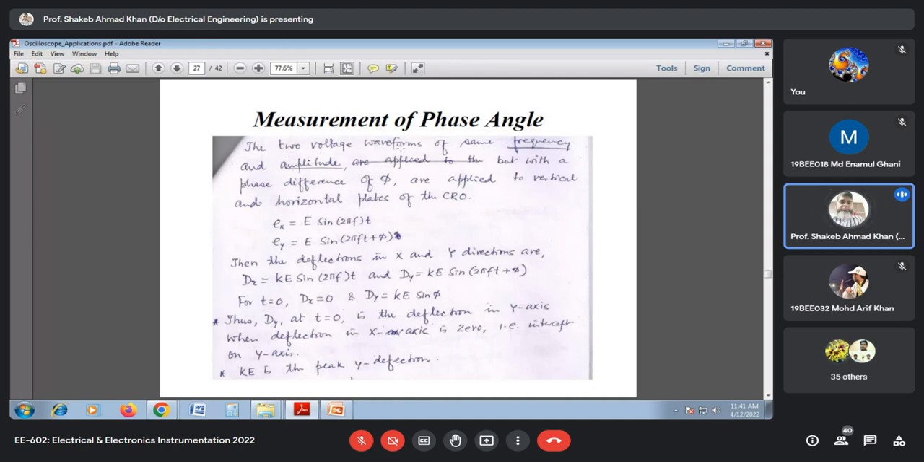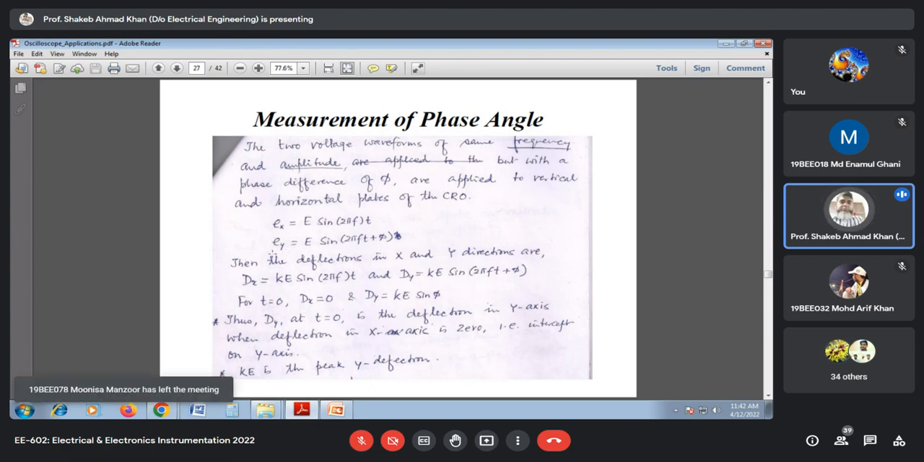So the two waveforms of the same frequency and amplitude, but with different phase angle, are applied to the vertical and horizontal plates of the CRO. Now we are discussing how we can find out the phase difference between two periodic waveforms. Obviously, the periodic waveforms should be of the same kind, means if one is sinusoidal, the other should also be. So I have taken one example here for the general case. There are some special cases also, but first the general case. One of the waveforms which we are applying to the X plate is E sin omega t. Another is E sin(omega t plus phi).